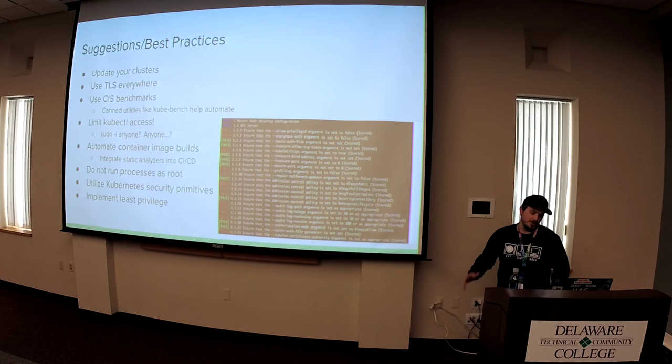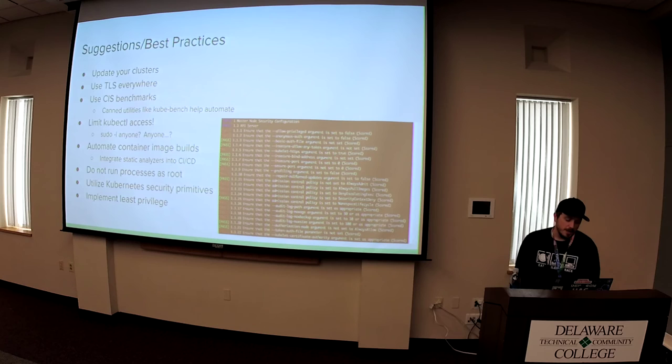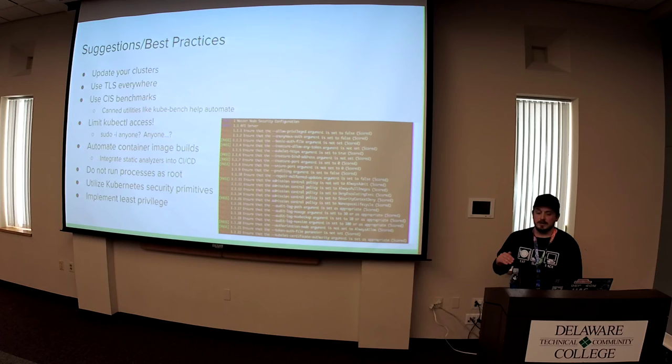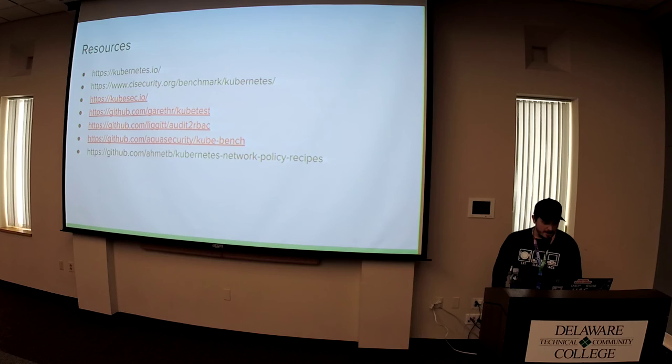Obviously do least privilege, because you can very easily in this world. You can add a couple of lines of YAML that implements least privilege, and your security configs are pretty good to go there. There's some resources. Kubernetes.io, the CIS benchmark link, that's a good one.